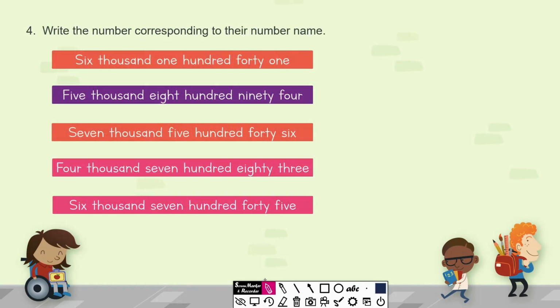Write the number corresponding to their number name. This is good, simple. Come on, let's do it with me. 6,141. So the number at thousands place is 6. The number at hundreds place is 1 and 41. You all know how to write. So the number is 6,141. This is the correct number. Let's check the answer. 6,141. Very good. Let's do the next one.